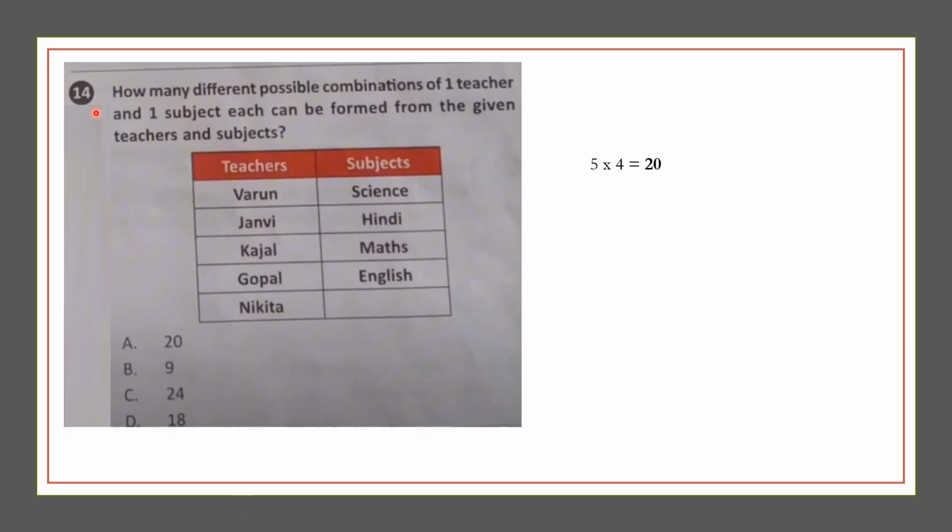Question number 14. How many different possible combinations of one teacher and one subject each can be formed from the given teachers and subjects? So there are 5 teachers and 4 subjects. So combinations will be 5 times 4, which is 20. So our answer is option A, 20.